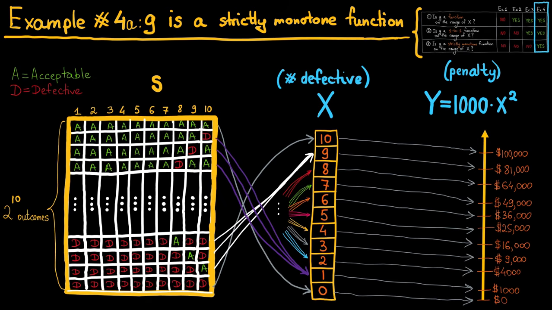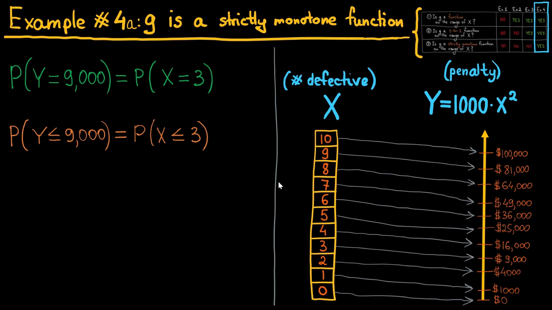Like before, we can ask the first question: what's the probability that y equals a particular value such as 9000? We map it back to the range of x. So that's the same as the probability of the event that x is equal to 3. Right? Again, these are identical events. These aren't just events that happen to have the same probability.